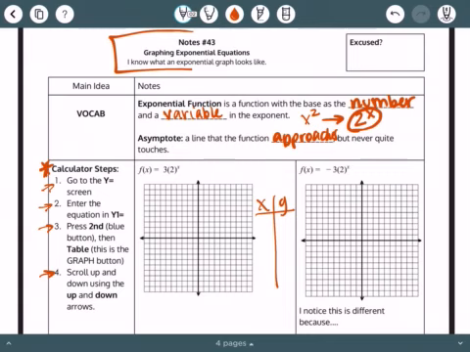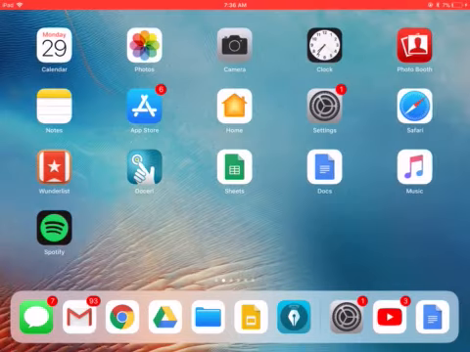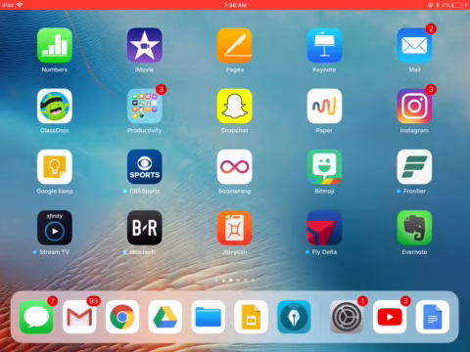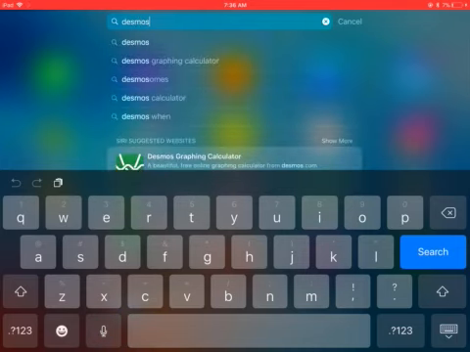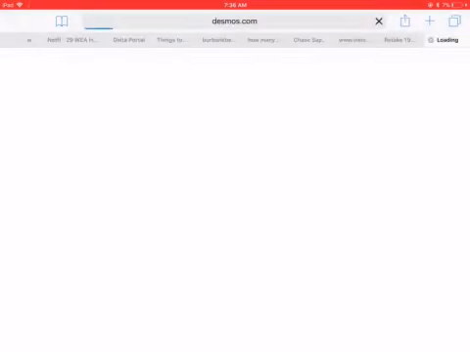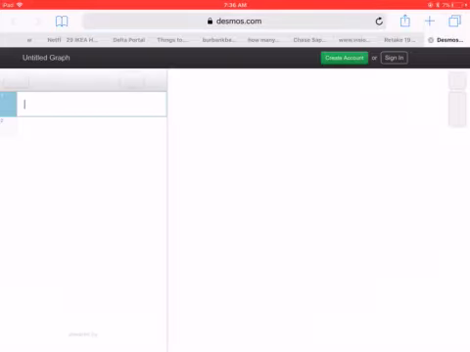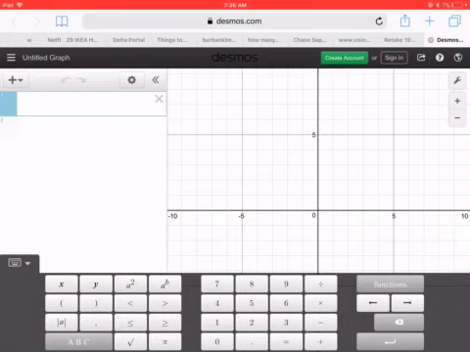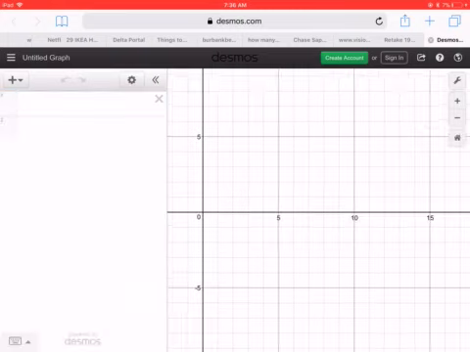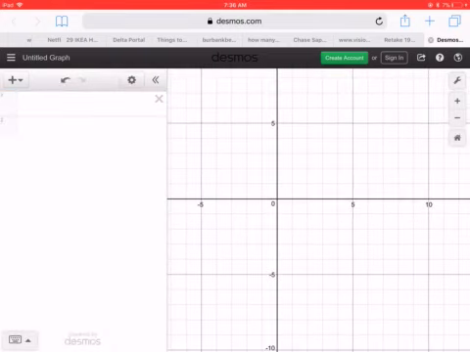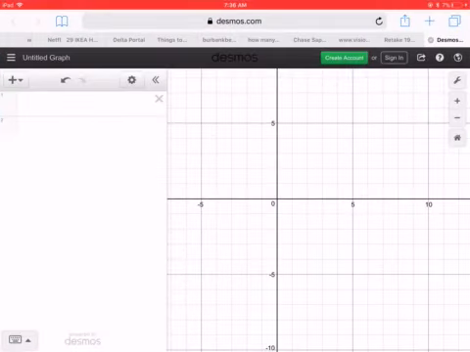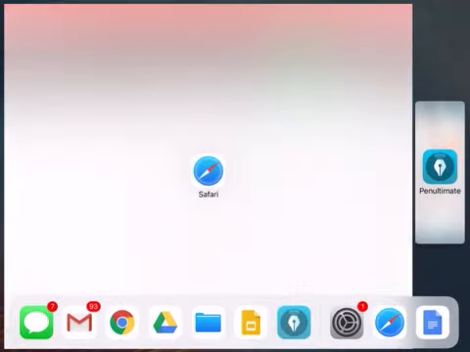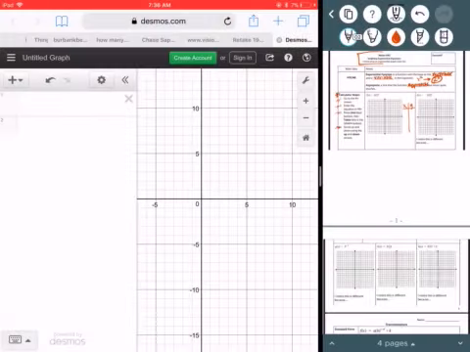I'm going to graph it on Desmos because that's what I have on my screen here. So let's see, Desmos. All right, so you can do this on Desmos too if you want. I'm going to try and dual screen my screen here.